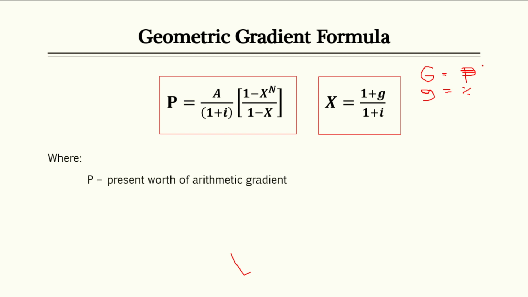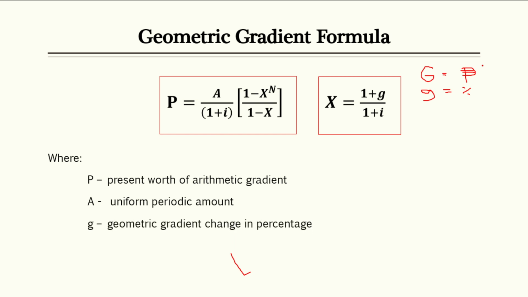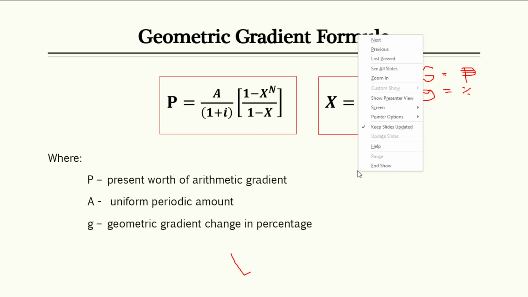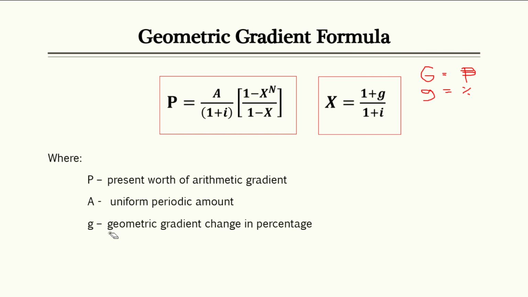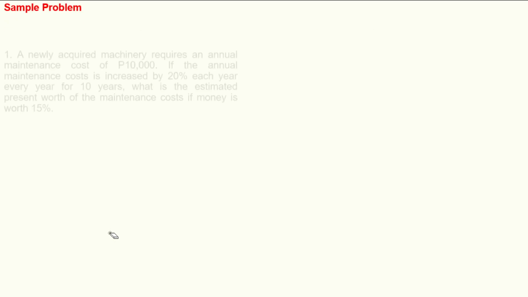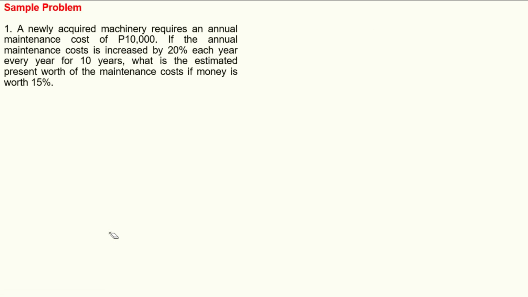So, where P, present worth, A is the uniform periodic amount, g is the geometric gradient change in percentage. Ayan lang yung nadagdag sa atin, small letter g. I is the interest rate, and N is the number of compounding periods per year. Okay? So, problem tayo. Okay.